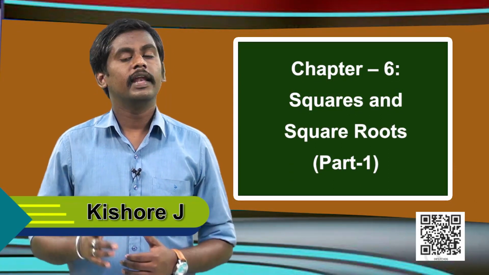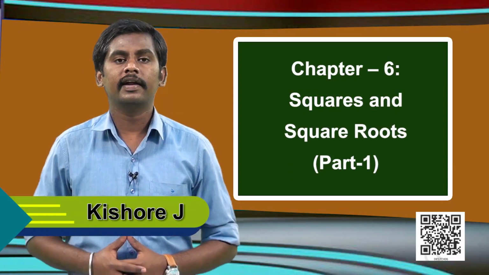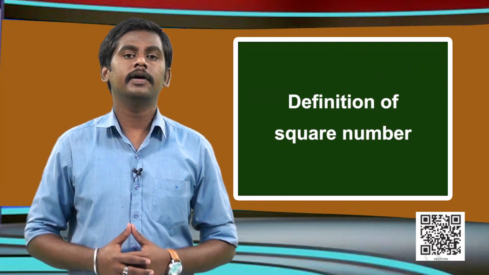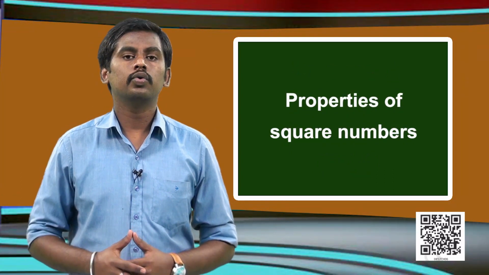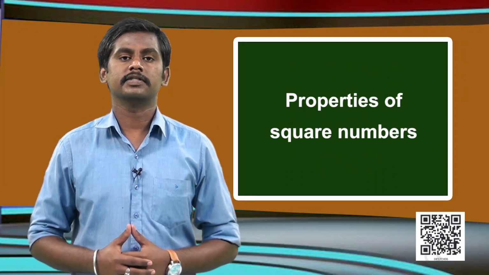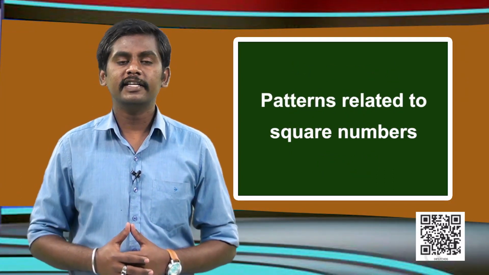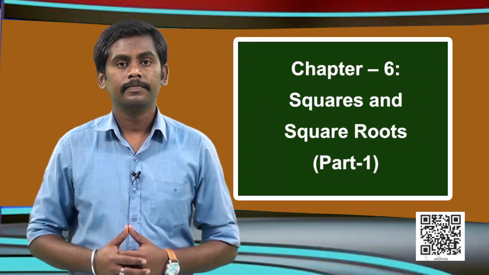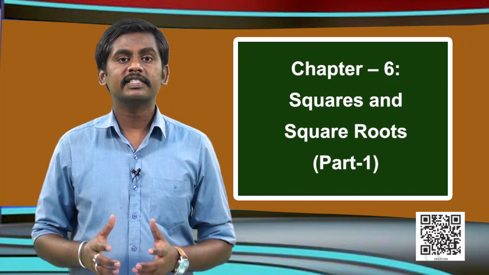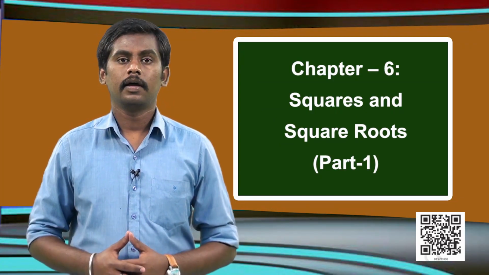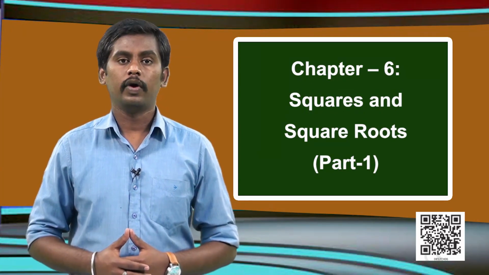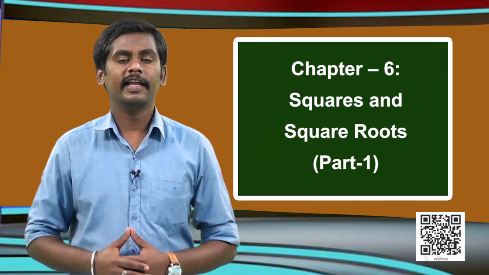Before we wind up, let's try to recollect what all things we had learned today. We started our class with the definition of square number and then moved on to the properties of square numbers. We have also learned various patterns related to square numbers. But wait, we need to answer a question, that is, how do we find a square of a given number? Well, we will answer this question in our next class.